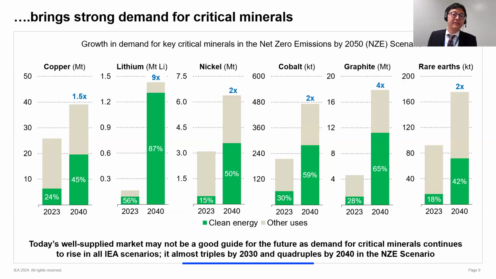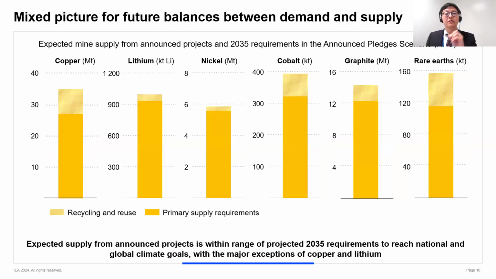Then the next question is, what about supply? In the chart, we are showing total demand split into two parts. The upper yellow part is the portion we estimate can be met by secondary supply through recycling and reuse. And this solid yellow area is what we call the primary supply requirement, which is the portion that needs to be met by mines, smelters, and refiners.